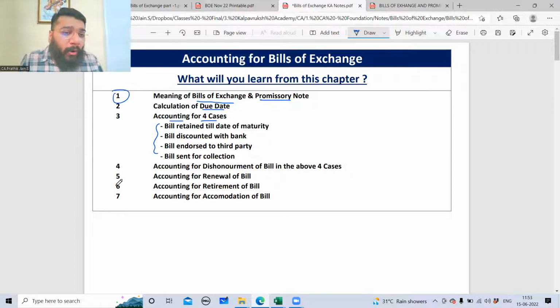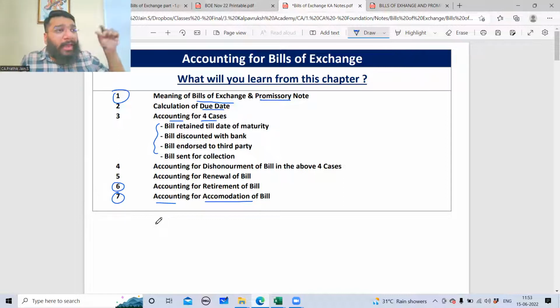From point 1 to point 6, guys, this is something which we have already studied in detail in the 11th standard. So I'll be doing a quick recap of that, and then I'll be heading towards the numerical questions of these concepts. And then finally, guys, the new concept that you're going to learn here in CA Foundation is accounting for accommodation of bill. In 11th class, we had just a 2-line theory of the meaning of accommodation of bill. Here you'll get to see complete practical questions, a lot of numerical questions based on this particular concept, right? So if you're ready, I'll start with the session.